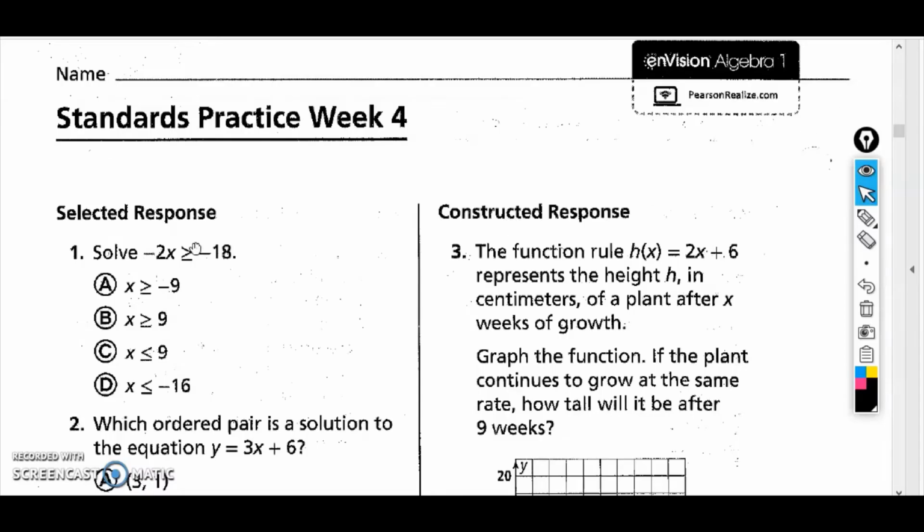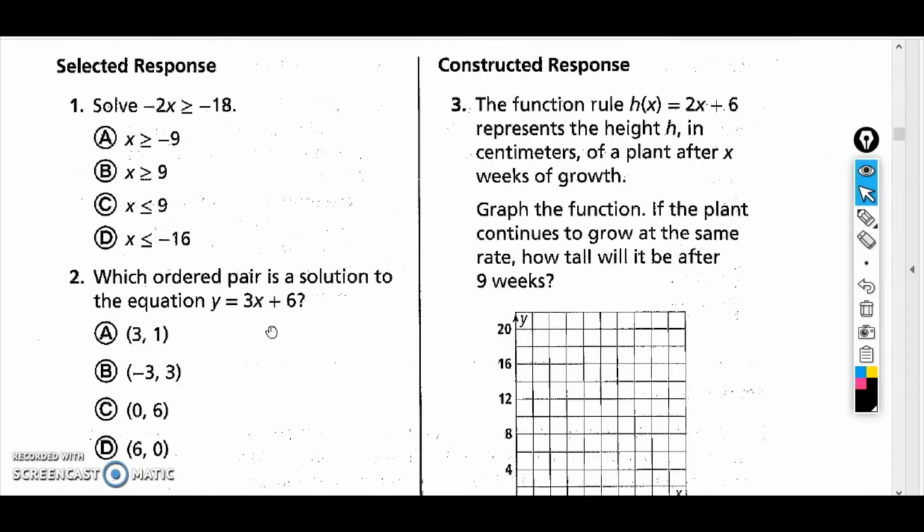Alright, Standards Practice Week 4. Number 1. Selected response. Solve negative 2x is greater than or equal to negative 18. So let's look at this. Alright, so this is multiplication. So to undo multiplication, we have to use the inverse operation, which is division. So I'm being multiplied by negative 2 on this side, so I'm going to divide by negative 2 to cancel it out. So this changes to 1.